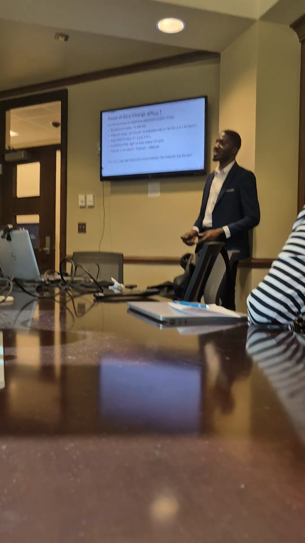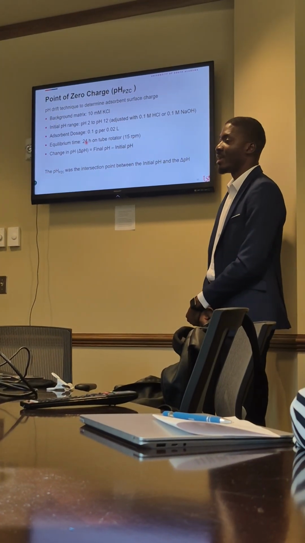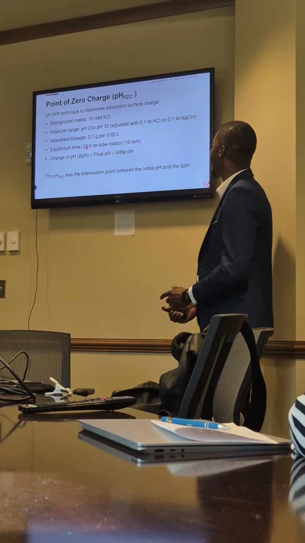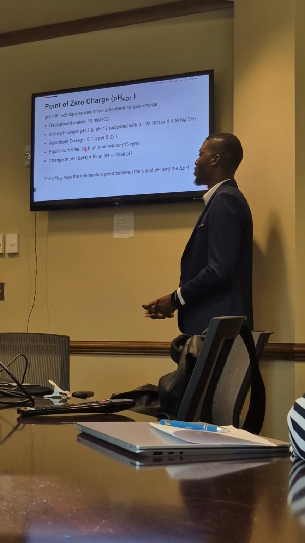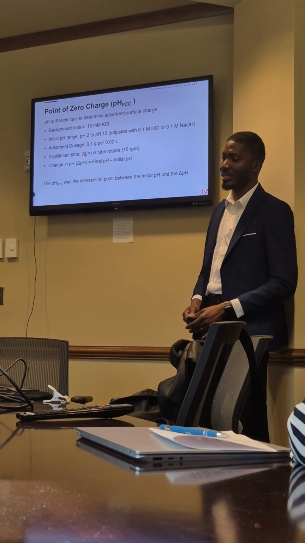We put our adsorbent in the solution for 24 hours on a tube rotator, and then at the end of the day, we found a change in pH. And once we had this change in pH, we found a point of zero charge, which was the intersection between our initial pH and our change in pH.